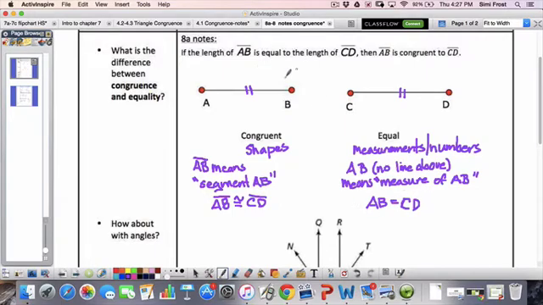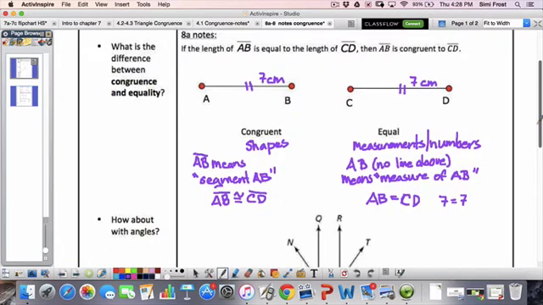Because here we're saying, let's give this a measurement. Let's say that this is 7 centimeters. And since these are congruent, this one would also have to be 7 centimeters. So here we're saying these measurements are the same because 7 equals 7. We would never say segment AB is equal to CD because a segment is a shape, not a number, and equal has to do with numbers.